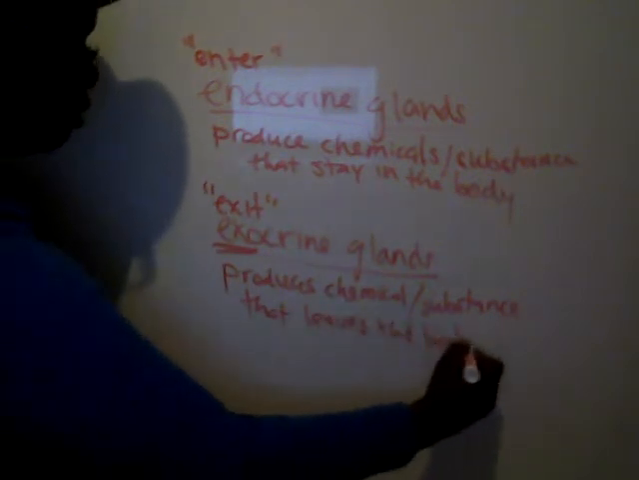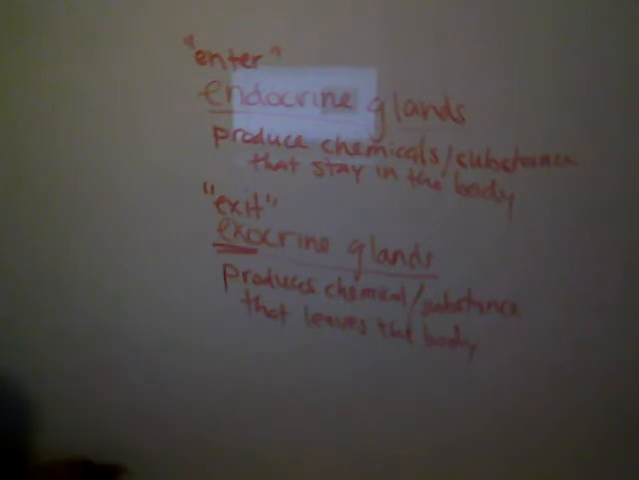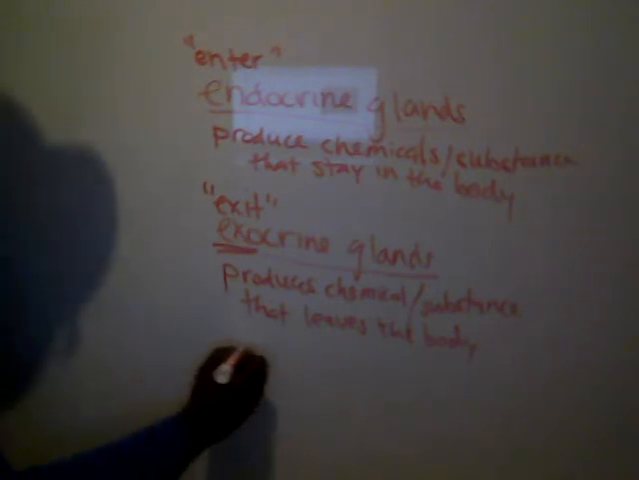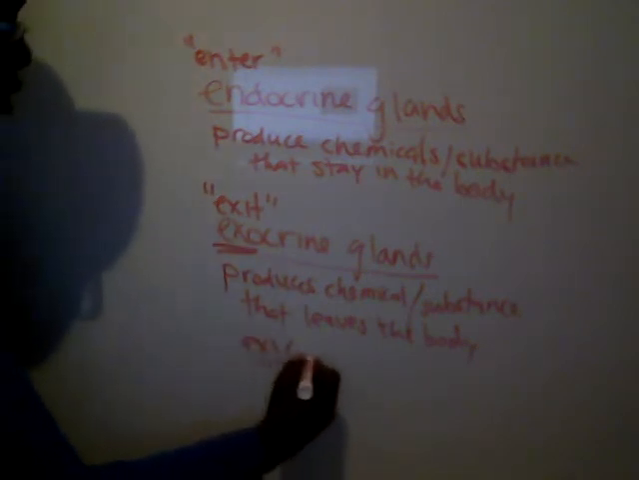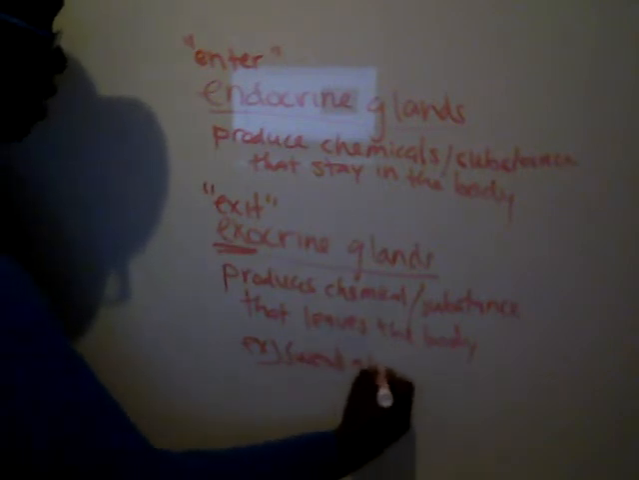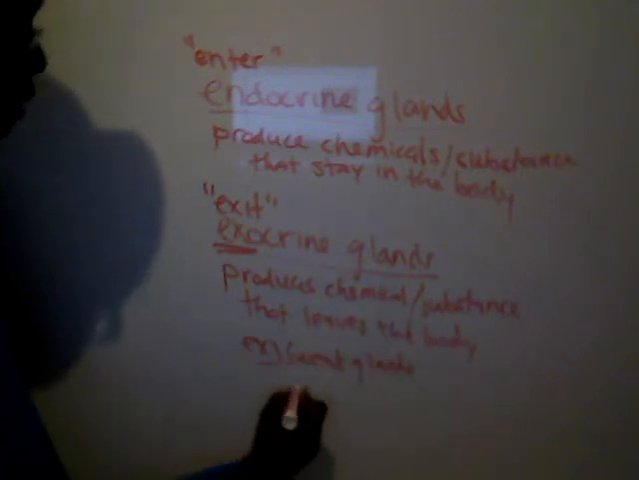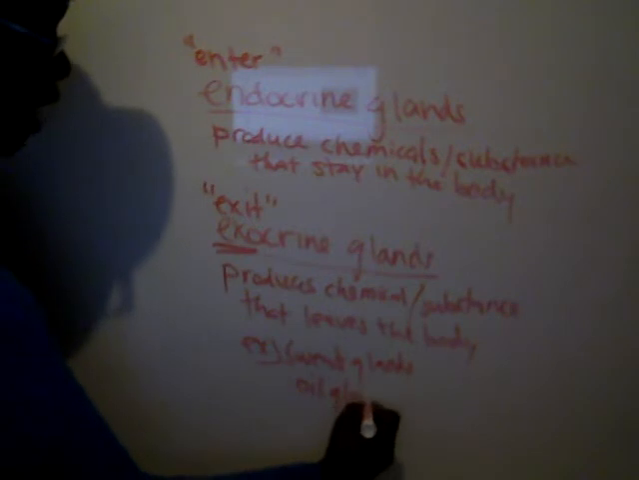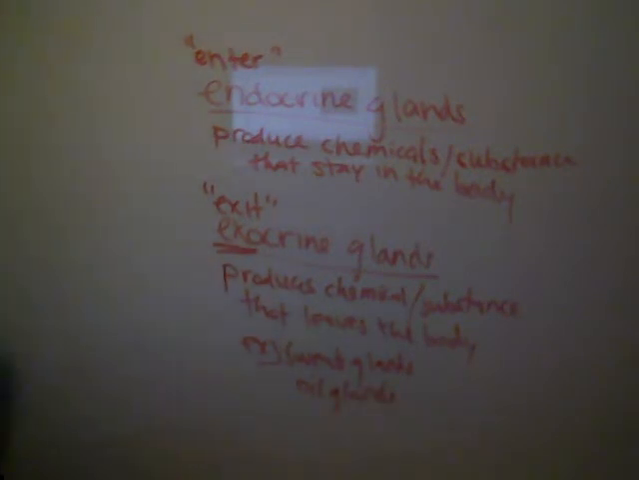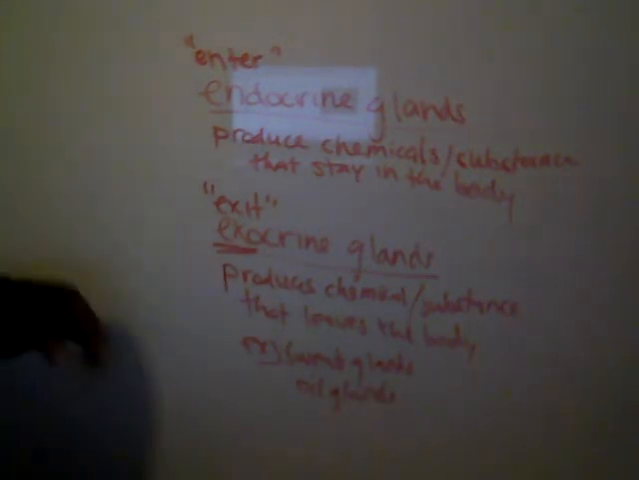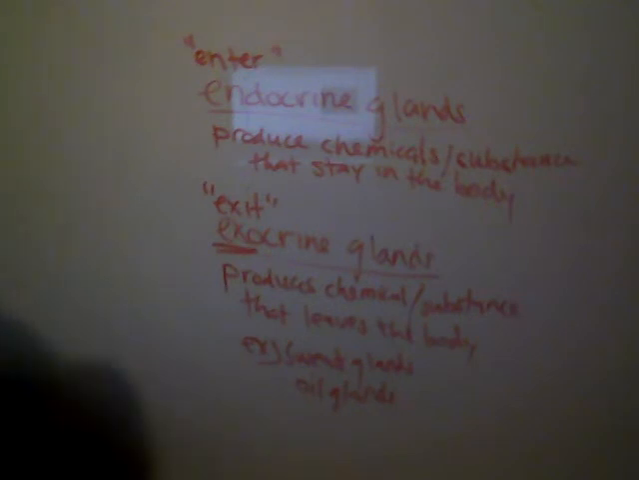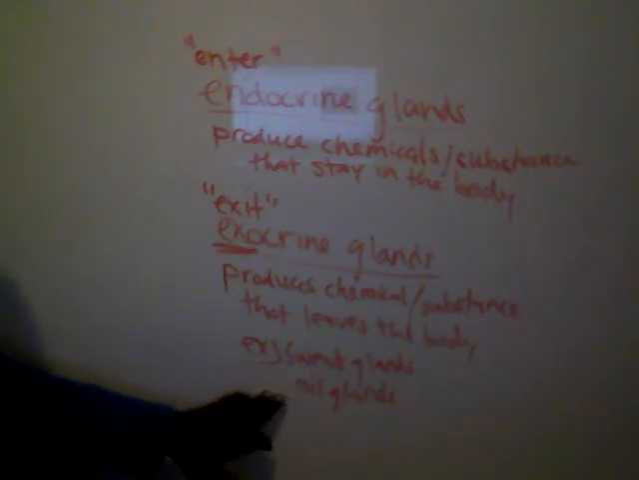So you might say, well, what kind of examples do we have of things that produce something that actually leaves the body? Well, we have sweat glands. Our sweat glands are considered exocrine glands. We also have oil glands. For every hair follicle that we have, whether it's hair in our pubic region, under our arms, or on our head, at the base of every single hair follicle is a little oil or sebaceous gland that releases oil.